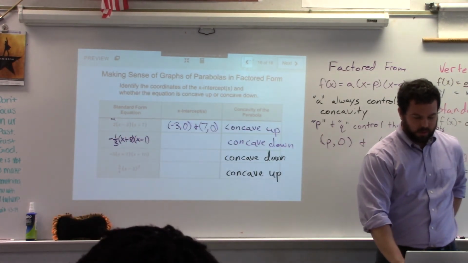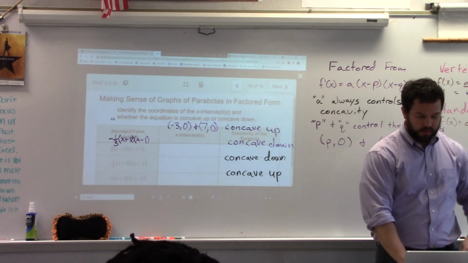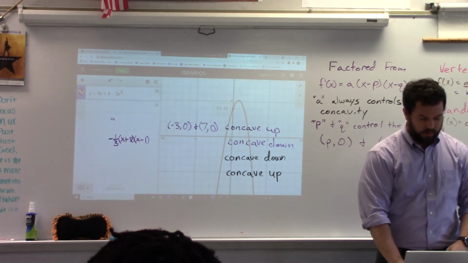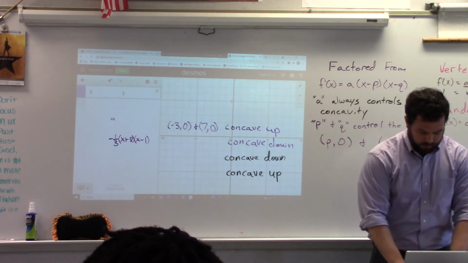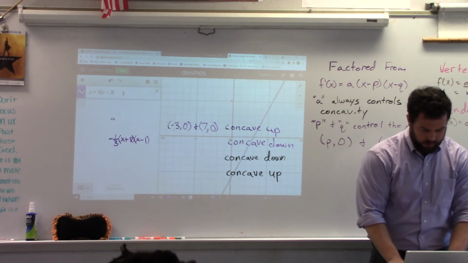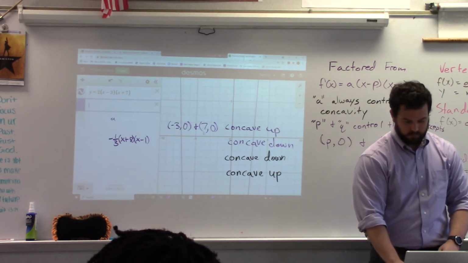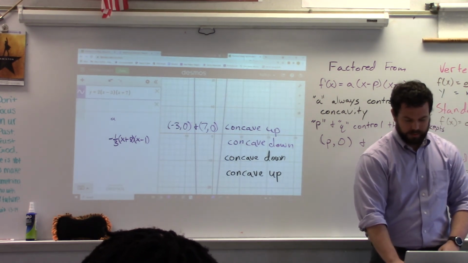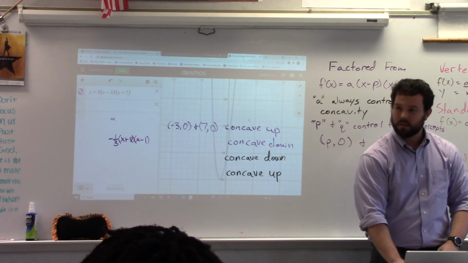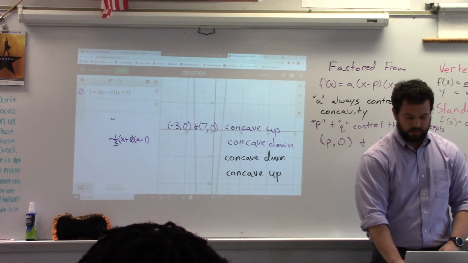Let's check to make sure that we have the right intercepts and concavity. So that is y equals 2 times x minus 3 times x plus 7. Okay, so the concavity looks good. Concave up, right? Mm-hmm. Let's look at those x-intercepts more closely though.